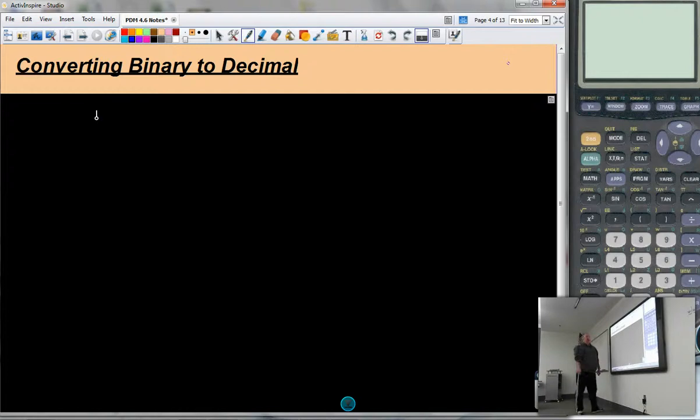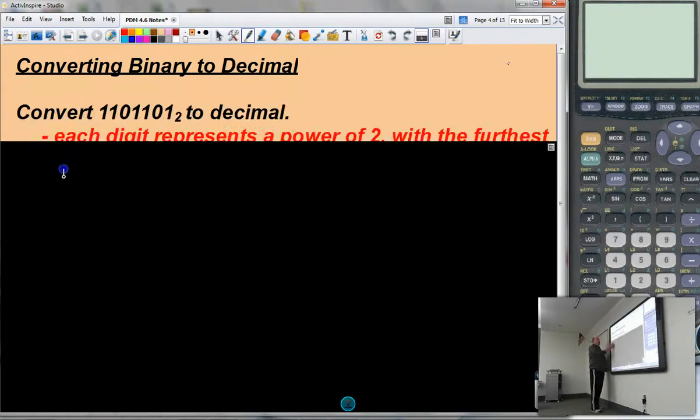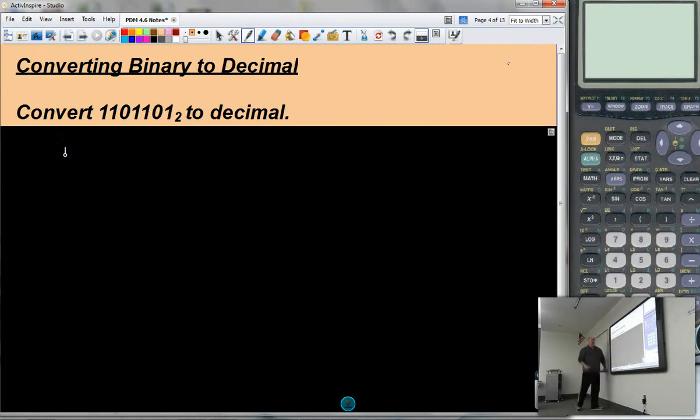Converting binary to decimal. You're going to have to be able to do two things. If I give you a binary number, you need to be able to convert it to a decimal. If I give you a decimal, you should be able to convert it to binary. So, converting binary to decimal. Let's say I have the number 1101101, and the subscript tells you what form you're in. If you don't see a subscript, it is decimal.